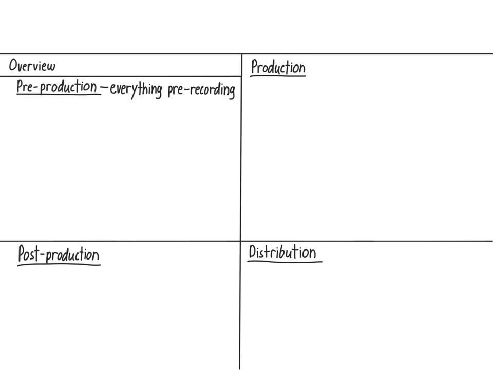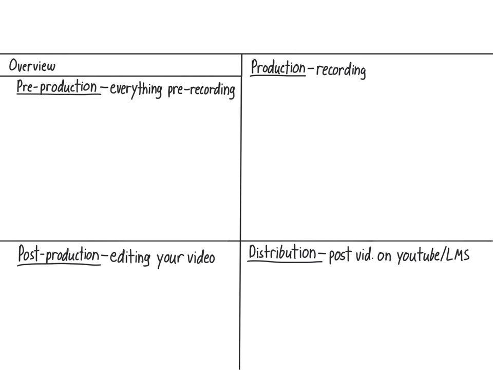Pre-production is everything you do before hitting the record button. Production is the actual act of recording. Post-production is editing your video. Distribution is the process of making your video accessible to your students, and here will involve posting your video on YouTube and/or on a learning management system like Canvas, if your school or university has one.